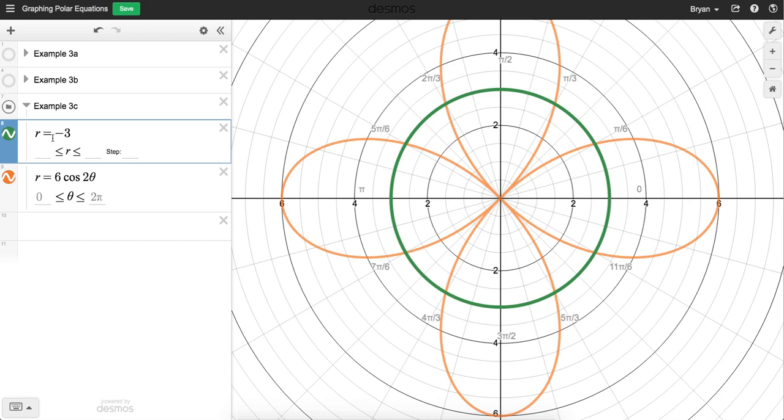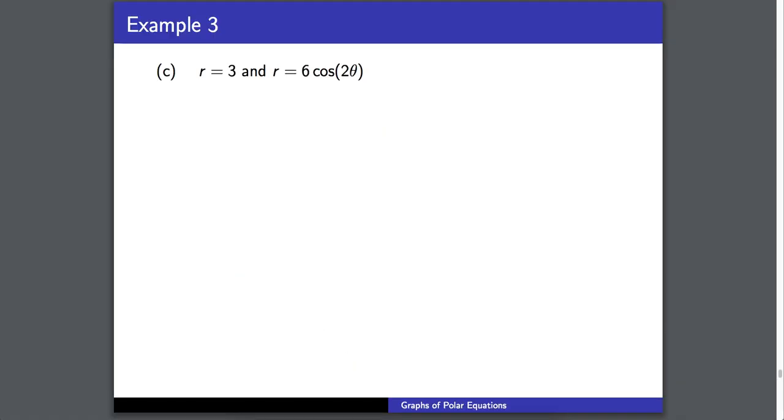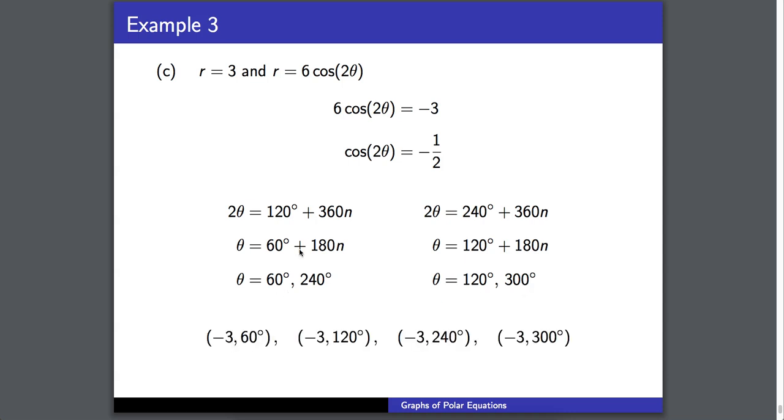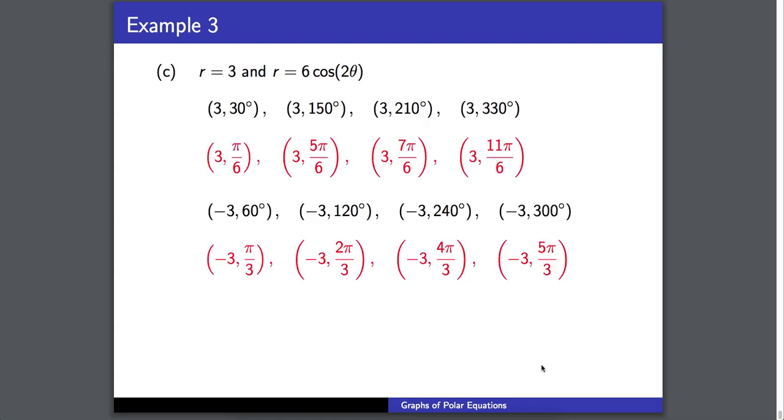So we actually have 2 equations to solve. We had the one we started with, 6 cosine 2 theta equals 3, but we also have 6 cosine 2 theta equals -3. So solving that one, we get cosine 2 theta equals -1/2, which gives us 120 and 240. Dividing by 2, we get 60 plus 180n and 120 plus 180n. So here are the remaining 4 angles: the 60, the 120, the 240, and the 300. So we have -3 for r, 60, -3, 120, -3, 240, -3, 300.